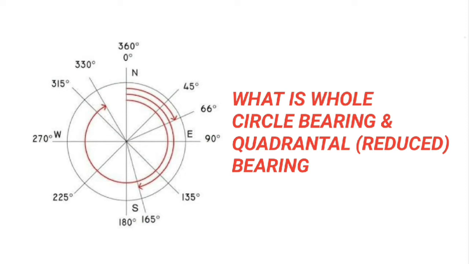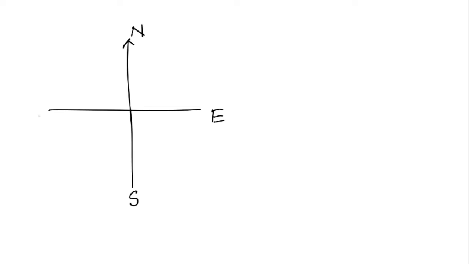As a part of civil engineering concepts, we have taken up a topic called what is whole circle bearing and quadrantal bearing. Here we'll be using this to measure the angle in two different ways. One is whole circle bearing, another one is the quadrantal or reduced bearing. Here when it comes to the whole circle bearing, for example, we'll divide the quadrants into 4: north, south, east and west.